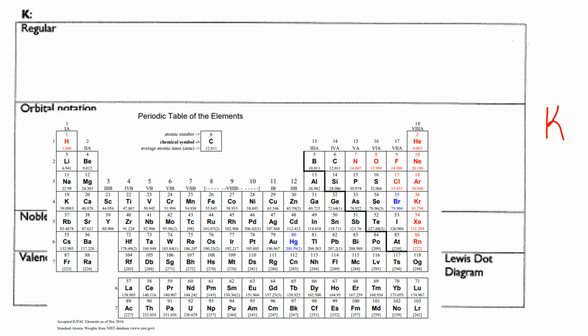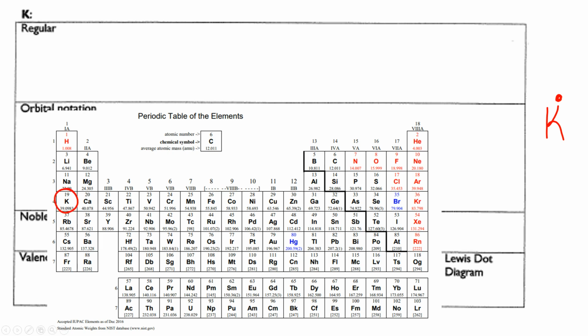Where is potassium located on the periodic table? 4s1. So how many dots would I have around potassium? Just one. All right, so that's what my dot diagram of potassium looks like. Ultimately, that's what we're trying to get to. All right, so potassium is located right here.